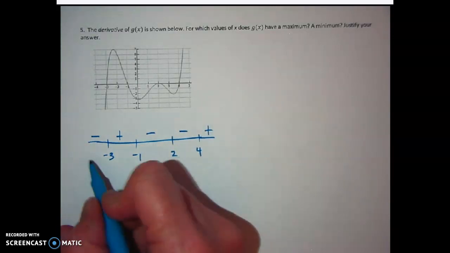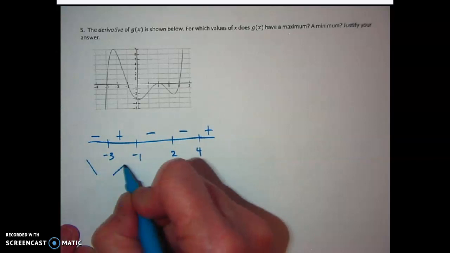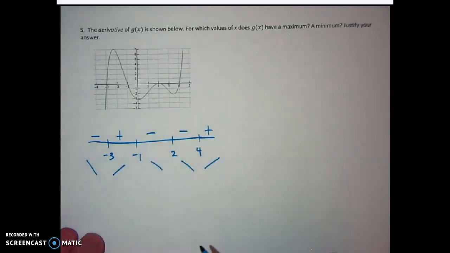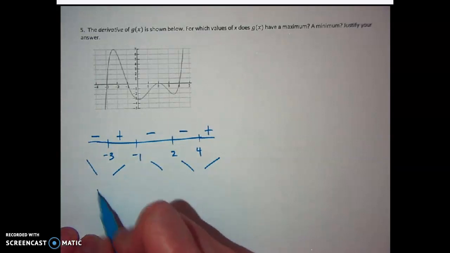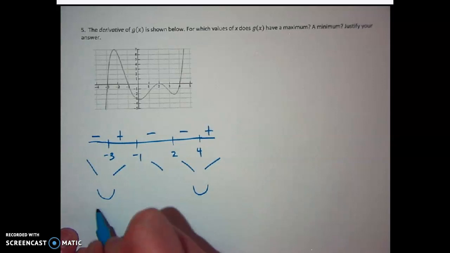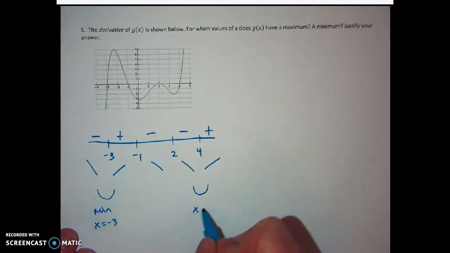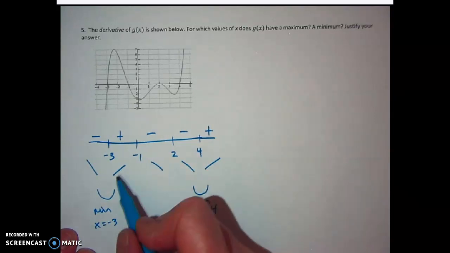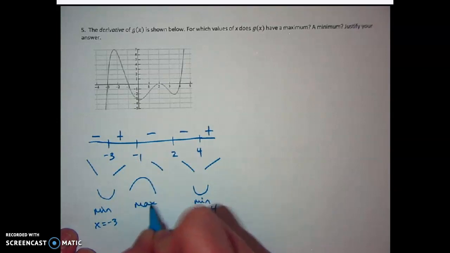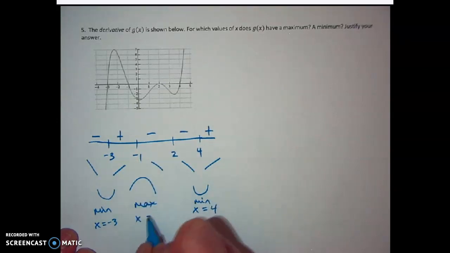So again, if I draw on my lines, my function is kind of following that behavior. And so I can see here it's going to reach a minimum at negative 3. And again, it's going to reach a minimum at x equals 4. And I can see here that the graph went up and then down. So it's going to have a maximum, relative max, at x equals 1.